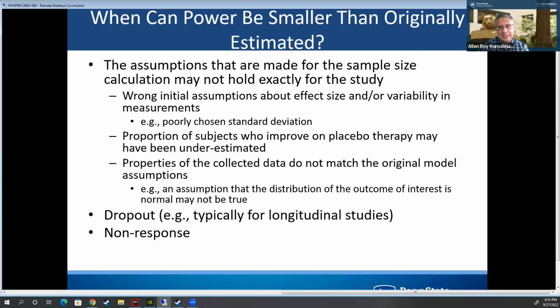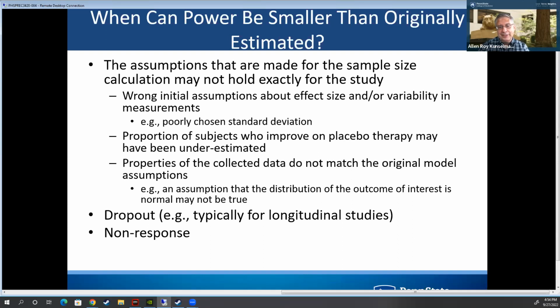The proportion of subjects who improve on placebo therapy may be underestimated. You may have heard of the placebo effect. Even though you might have a placebo versus a treatment, you might say, well, over time people that get placebo, yeah, their blood pressure is going to drop, but only from 160, only by 1 millimeter of mercury. Yet it may have gone down just by a placebo effect of 5 or 10. So you could underestimate that.